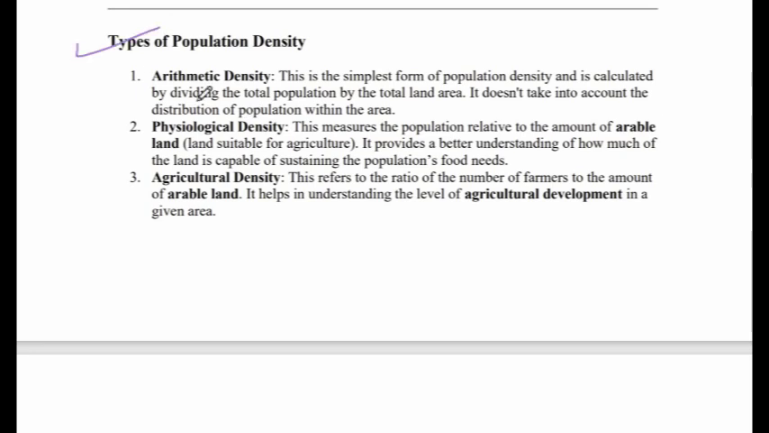Next, types of population density. First is arithmetic density, second is psychological density, and third is agricultural density. Arithmetic density क्या होता है? This is the simplest form of population density and is calculated as per shown above by dividing total population by total land area. कितना population है उसको divide करो, कितना वो area का size क्या है उससे divide कर दो, तो that is arithmetic density.